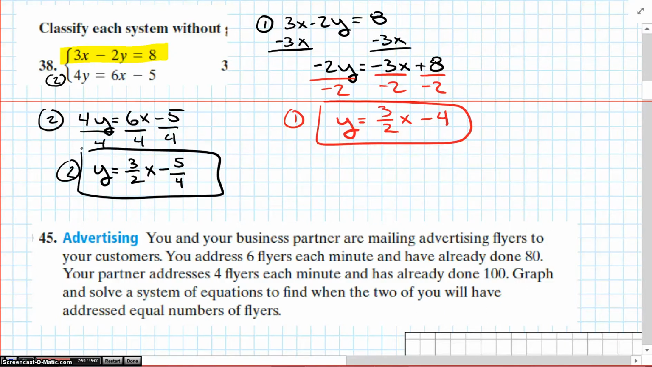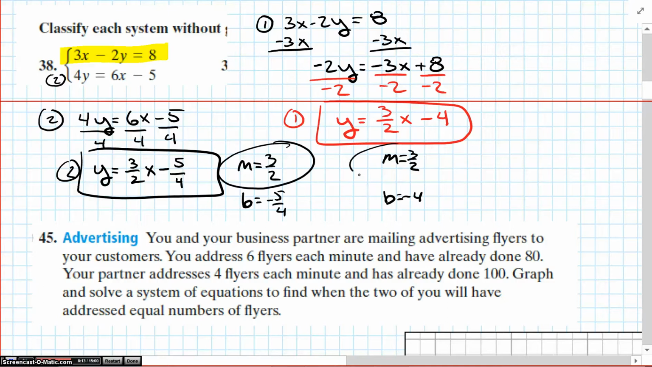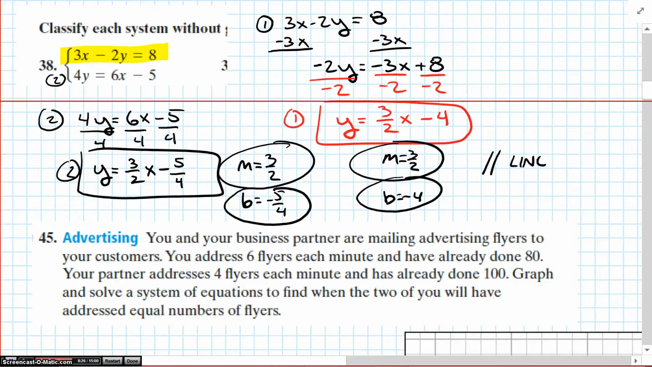Okay, so the slope of equation number 2 is 3 over 2. My y-intercept is negative 5 over 4. For equation 1, my slope is 3 over 2. My y-intercept is negative 4. Since I have the same slope, we know it's not going to be independent. All right, so now we look at the y-intercepts. The y-intercepts are different, so we know these are parallel lines. So no solution.